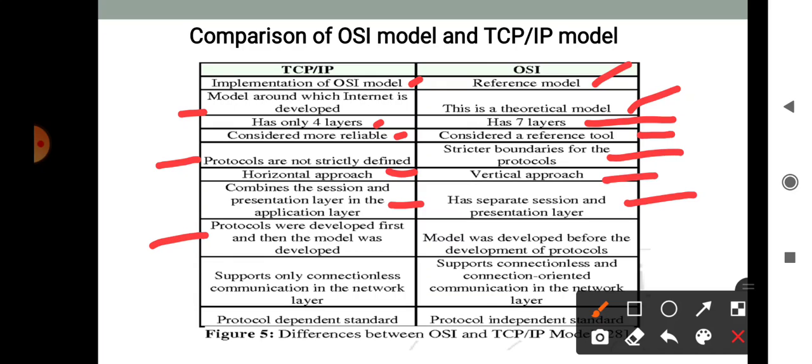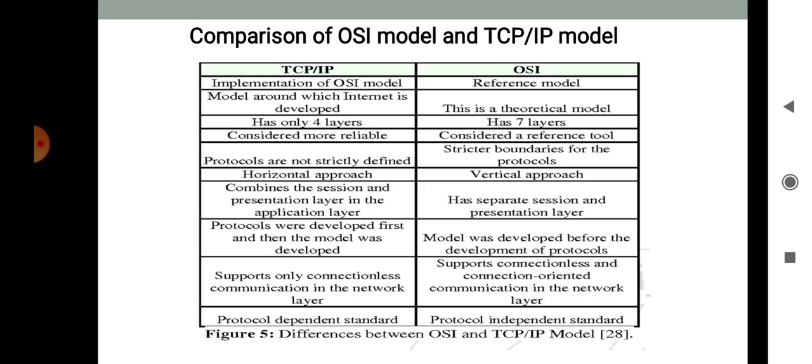In TCP/IP, protocols were developed first and then the model was developed, and in the OSI model, the model was developed before the development of protocols. TCP/IP supports only connectionless communication in the network layer, and the OSI model supports connectionless as well as connection-oriented communication in the network layer. TCP/IP is a dependent standard, and in the OSI model, protocols are independent standards. These are the differences between TCP/IP and the OSI model.